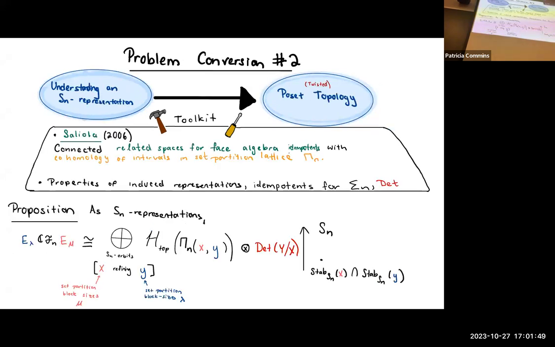And then you can actually change it into a question about coset topology. At first, when I was showing everybody this, they thought I made the problem a lot worse. But for me this was a lot easier to work with because these idempotents are a little tricky to work with, and there's a lot known about the topology of the partition lattice. This uses some work of Saliola, who looked at related spaces where if you multiply by Tits algebra idempotents instead, he connected them to the cohomology of intervals in the subpartition lattice. And then it's just some properties of induced representations and idempotents. And then there's a pesky sign twist you have to do to make things behave well with the group action.